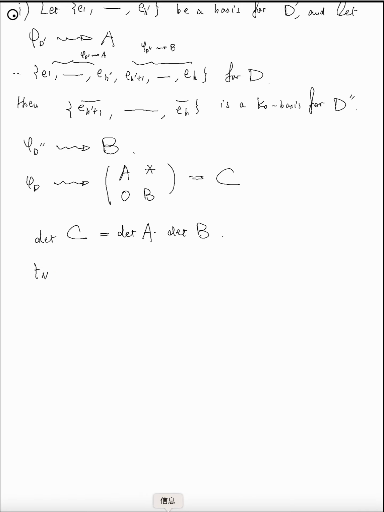And so the Newton number of this extension D of D prime and D double prime equals, by definition, the vp valuation of the determinant of C, which is then the vp valuation of the determinant of A plus the vp valuation of the determinant of B, right? And so this is the Newton number of D prime plus that of D double prime.